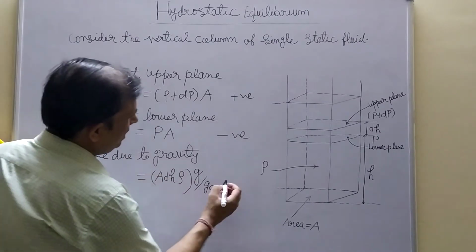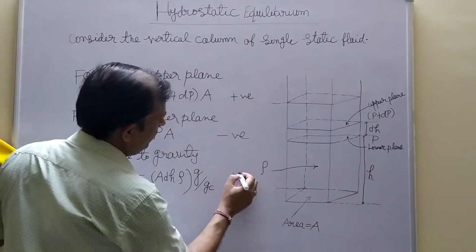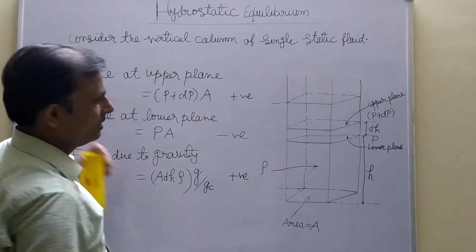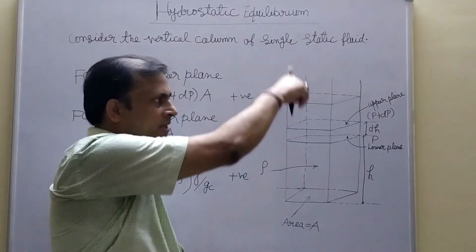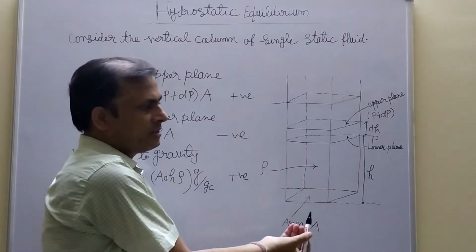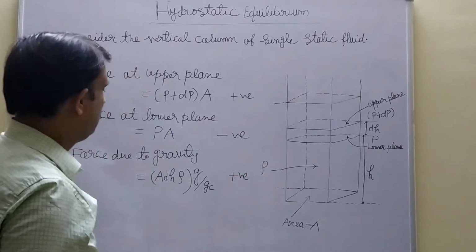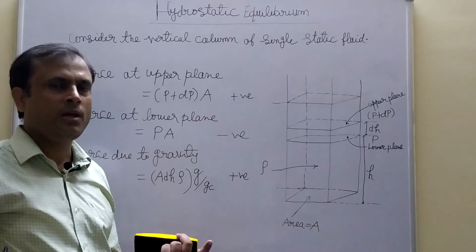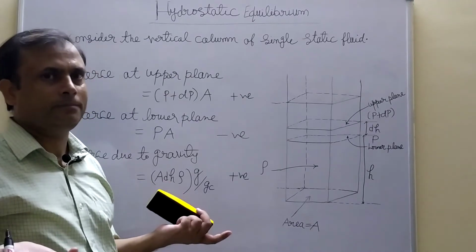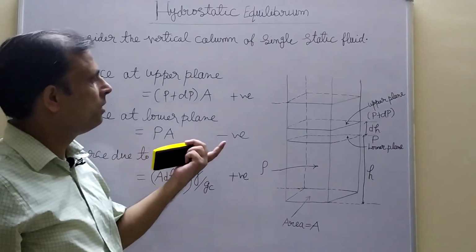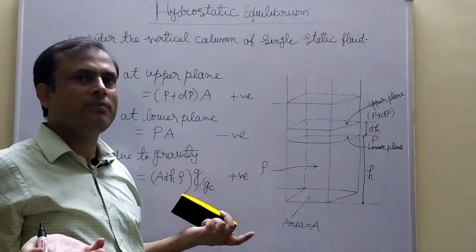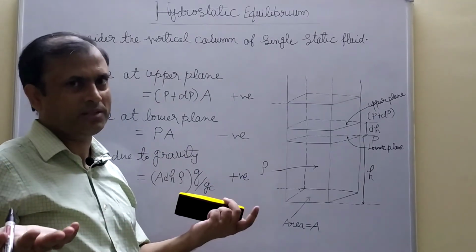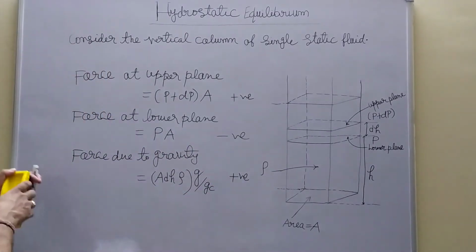So this force acting in downward direction means plus direction. We are considering this direction as the plus direction and this as the negative direction. Next we are going to write a force balance equation at equilibrium, when the static fluid is in equilibrium.